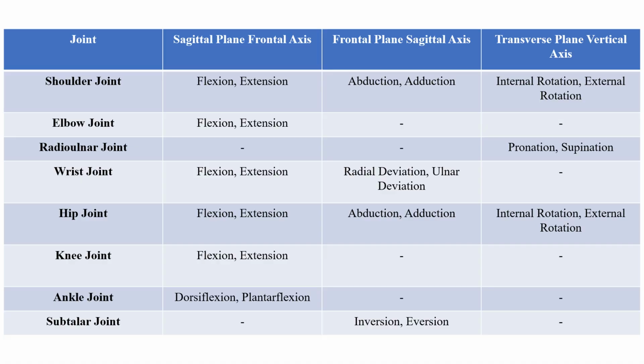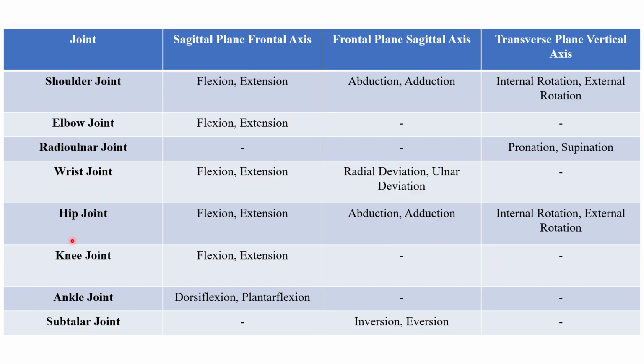So if you look at the current slide, it basically talks about the various movements that possibly occur in the different planes and axes at the different joints. Okay, so this is a very basic level explanation. There may be more complex movements also happening.